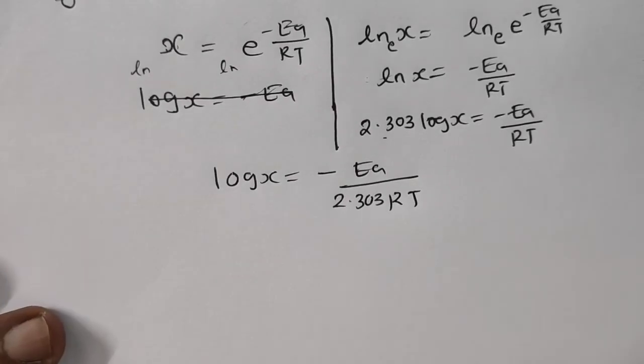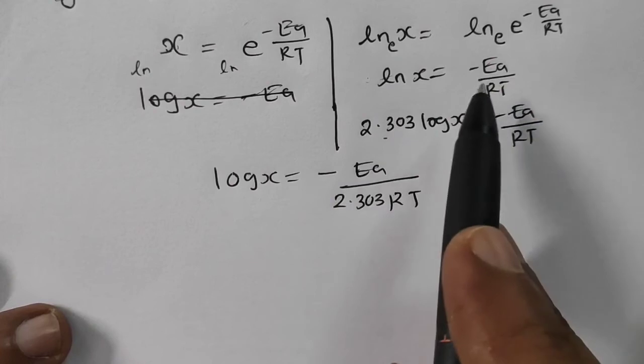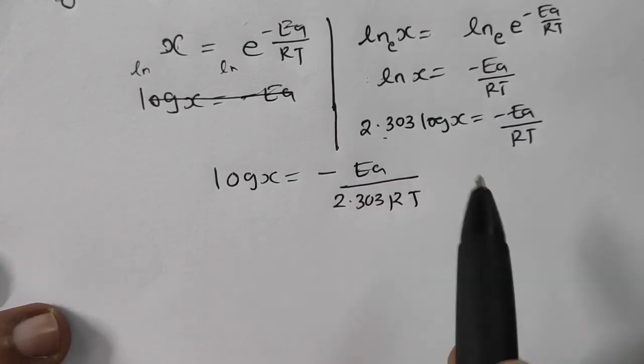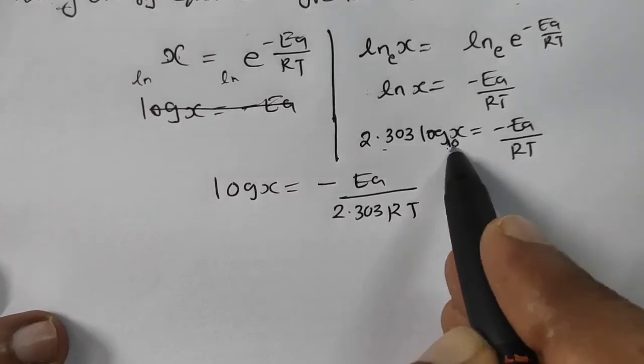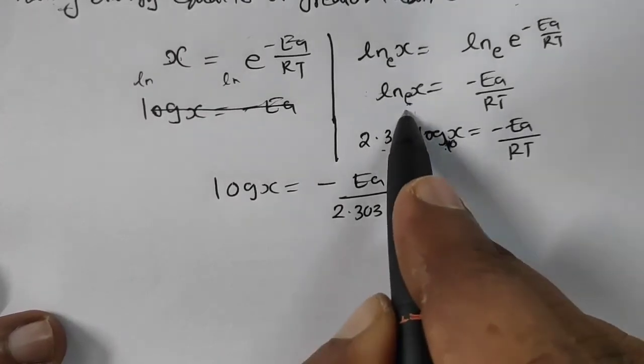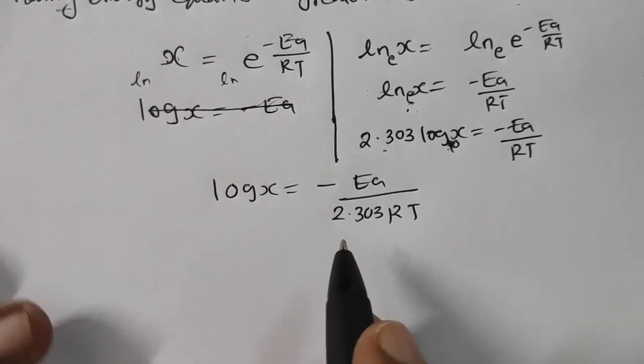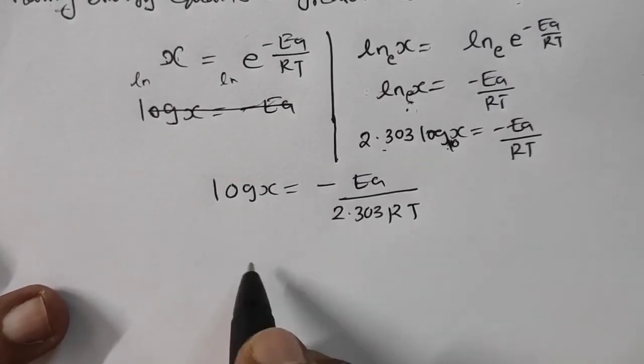Okay, so this is the way how it is being done. First natural logarithm you can take on both the sides, then convert this log to the base 10. So this was to the base e, and this to the base 10. So in this case, log x is this.